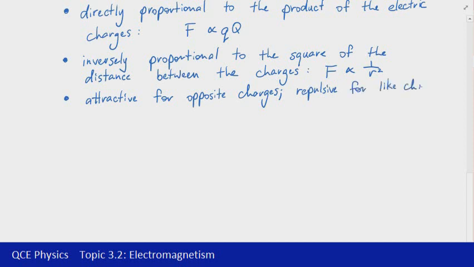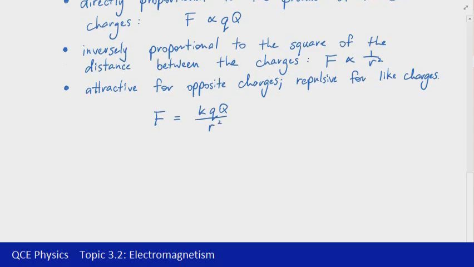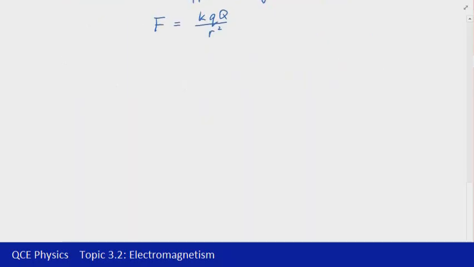Now, if we take all of that information and put it all together, we get an equation that you'd usually see in this form. I'm going to start out with this equation, but then I'll develop it into the one that's in the data booklet. So F is equal to KQq on r squared. So we've got the product of the charges on the top, Qq, and then the inverse square, so divided by r squared underneath. That value of k is the constant of proportionality.